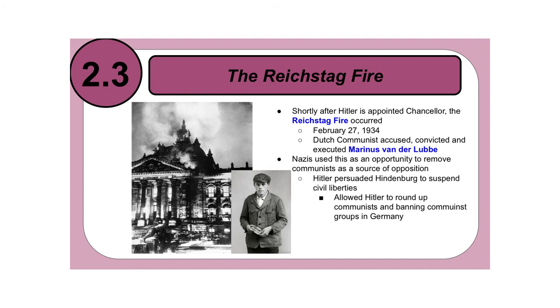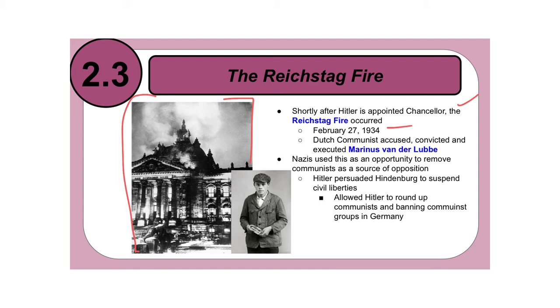So when we left off in lesson 2.2, Hitler had just become the Chancellor of Germany. So Hitler has just gotten into power. Shortly after Hitler is appointed, the Reichstag fire is going to occur on February 27th, 1934. Here's a picture of the German Reichstag in flames. Actually this building is still standing today. That building is currently the German Parliament building.